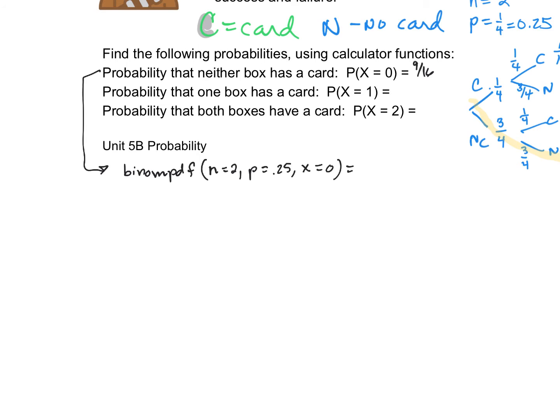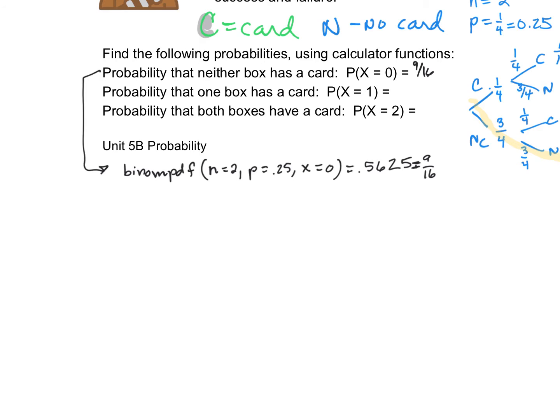We're looking for the probability neither box has a card. I'm just letting you figure out how to do this. Hit paste and then hit enter, and what do you get? 0.5625. If you take that answer, hit math, and go down to fraction, and hit enter, it tells you 9/16. So it checks out, doesn't it?